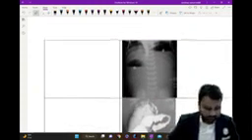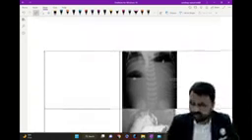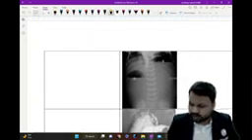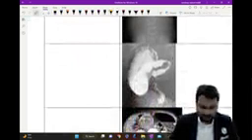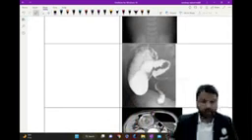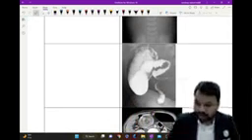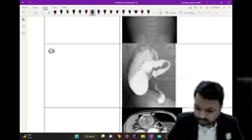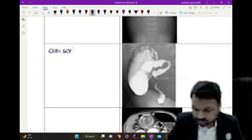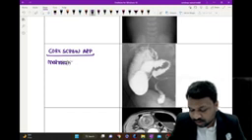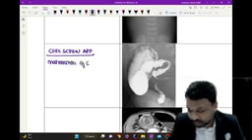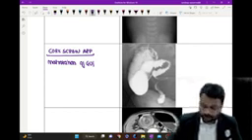Now, a variant of your double bubble sign is the fundus gas shadow in the stomach and the duodenal gas, right? Double bubble sign again. This is what we call the corkscrew appearance of the intestine. This indicates malrotation. Corkscrew appearance of intestine is seen in malrotation of the gut.